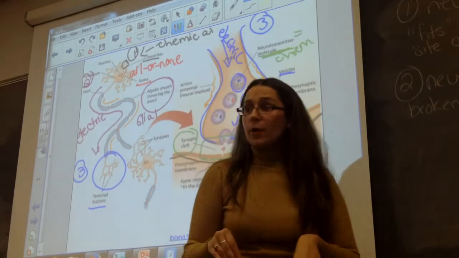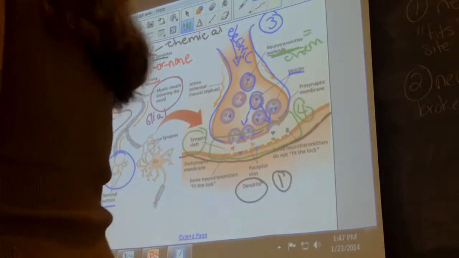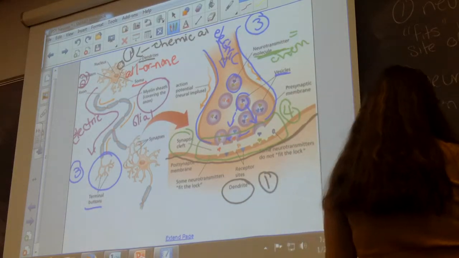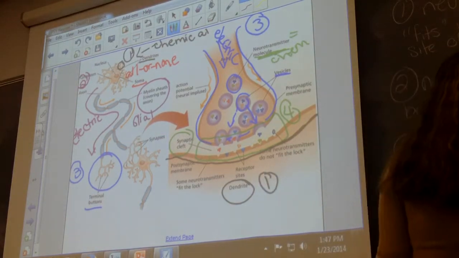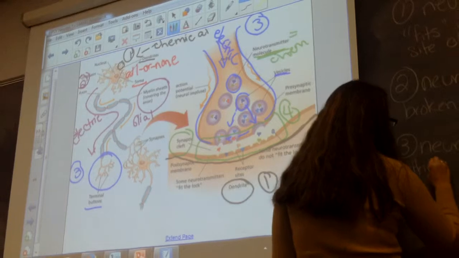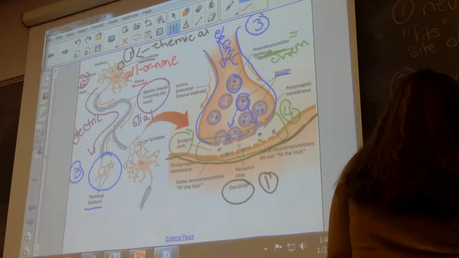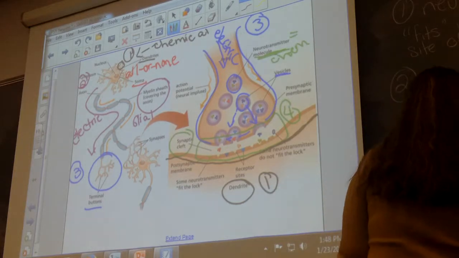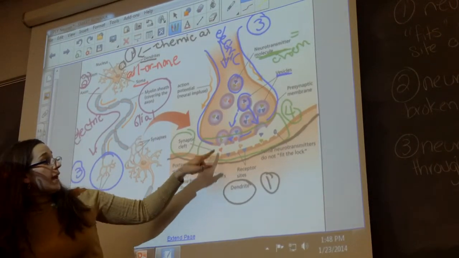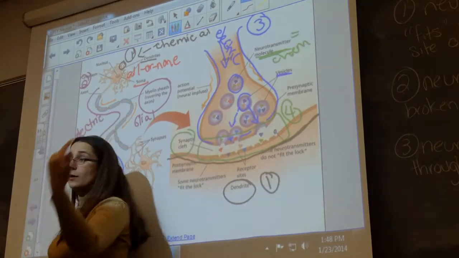The third thing that can happen, though, is that the neurotransmitters can go through a process called reuptake. And that's like the recycling process. So reuptake is when those neurotransmitters go back into the vesicles. And so they get repackaged back into the original vesicle so that way they can be reused again.